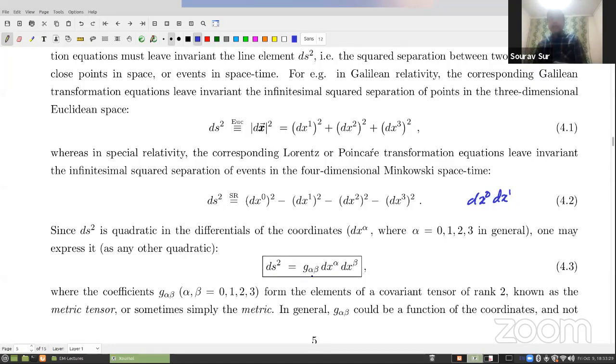So in general, it could be written in this way, where you can have all sorts of terms. When you break this up, this would be g00 dx0 dx0 plus g01 dx0 dx1 plus so on. So all possible terms could be there. In these special cases, most of the terms go to 0. Only a few coefficients survive, and those are the diagonal terms, that is, when alpha is equal to beta.